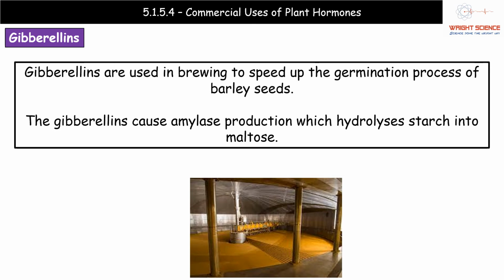The other place we're going to see our gibberellins used is in brewing. If we use gibberellins in brewing, it's going to speed up the germination of barley seeds because gibberellins break the dormancy of seeds, remember. So all we're going to do is apply the gibberellins to those barley seeds. They are going to start to germinate, and basically that means that the starch is going to be hydrolyzed into maltose, and that's our sugar that's going into the beers that we're making.